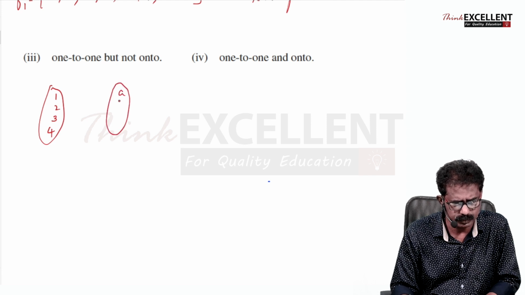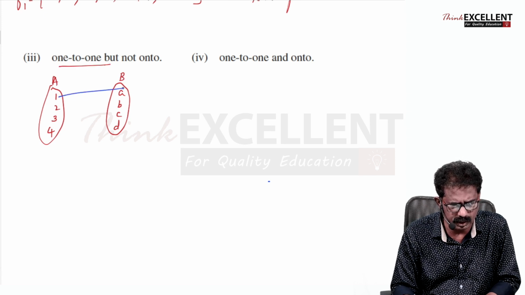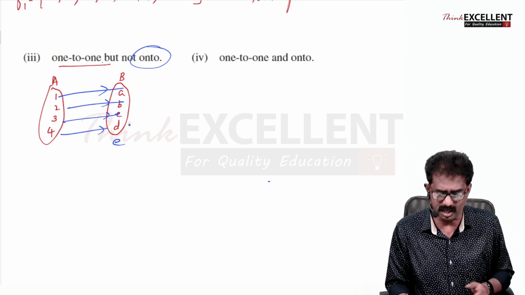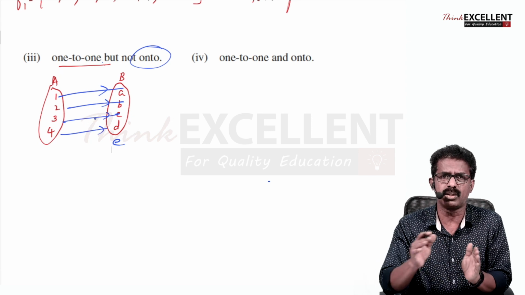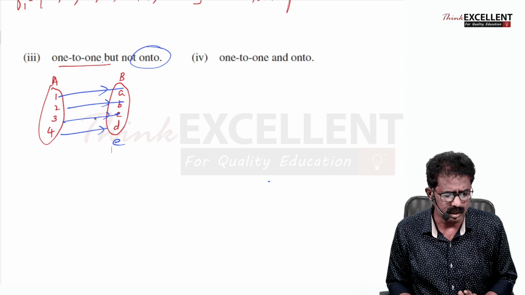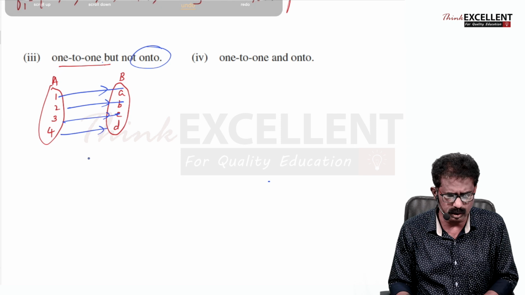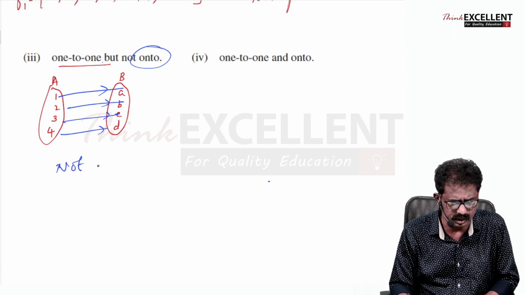So first set A, second set B. It is 1-to-1. So 1-to-1 means every element is related to one element only, right? But not onto. So here no element is left out. If there is one extra element left out, you say it is not onto. It is 1-1, which means here 4 elements, here also 4 elements. So every different element has different images, and no element is left out there. So it is onto. Not onto is not possible. So for this also the answer is: not possible.